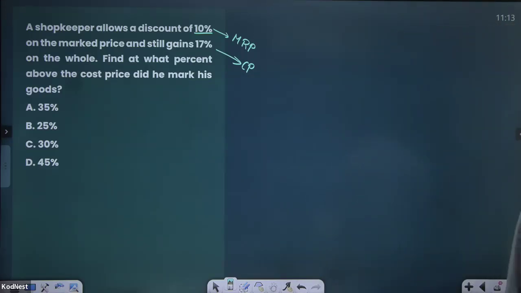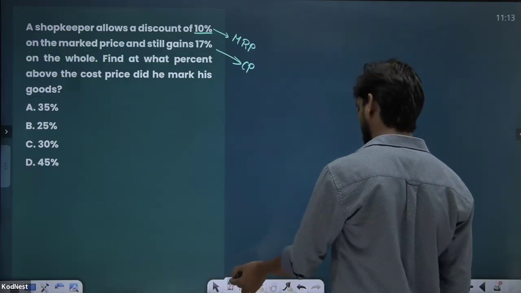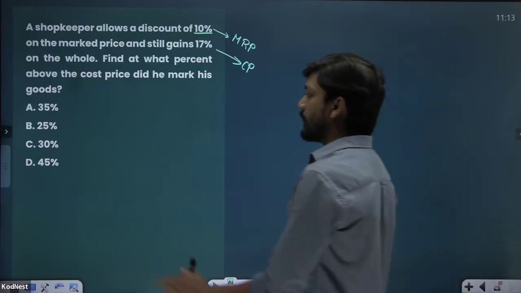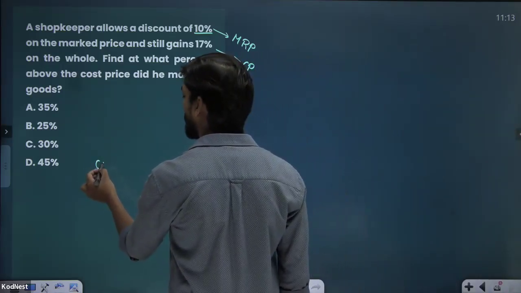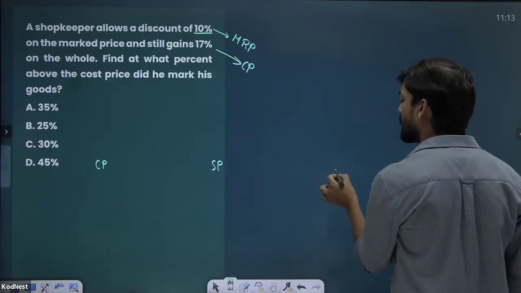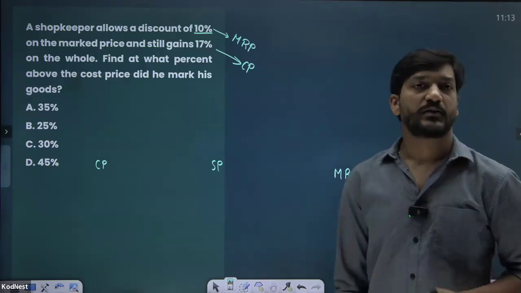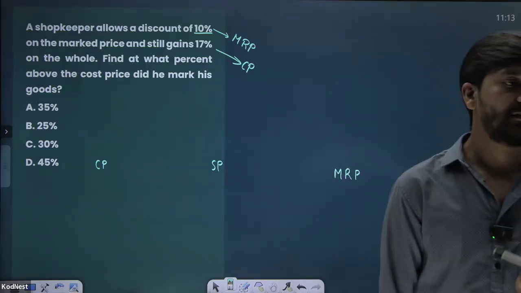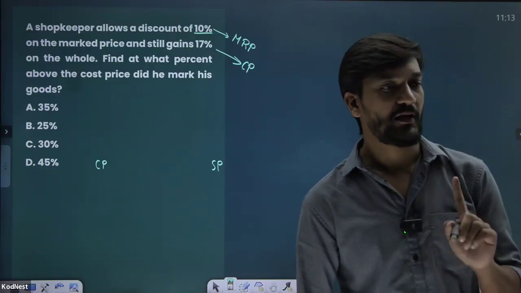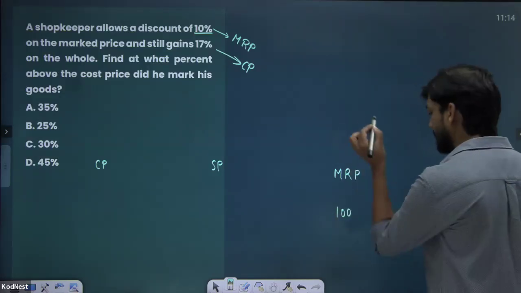30%. All right. 30% is correct, I think. Okay. What do you want me to take as 100? Please answer. Because anyways, we don't know what will give you easy calculation. Cost price or marked price? Okay, marked price. Let's take marked price as 100 rupees.